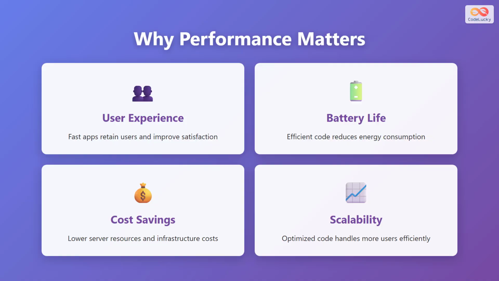Before diving into optimization techniques, let's understand why performance matters. First, user experience. Fast applications retain users and keep them satisfied. Nobody wants to wait for slow, laggy apps. Second, battery life. Efficient code reduces energy consumption, which is especially important for mobile devices. Third, cost savings. Optimized code requires fewer server resources, reducing your infrastructure costs. And finally, scalability. When your code is efficient, it can handle more users without requiring expensive hardware upgrades.